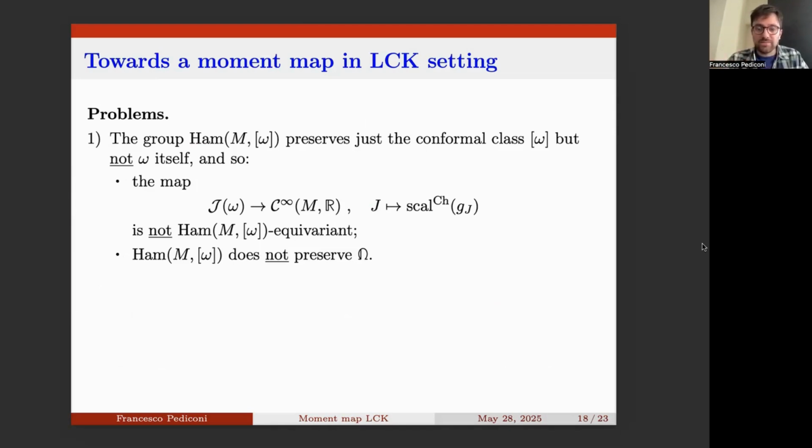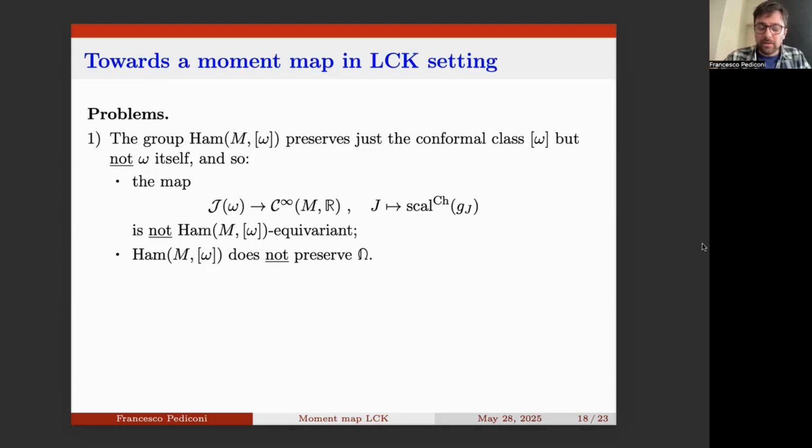As a consequence, if you try to write the map that associates to a complex structure the Chern scalar curvature of the corresponding lcK metric, then this map is not going to be equivariant with respect to the action of the twisted Hamiltonian group. Another consequence is that the lifted action of the Hamiltonian group on the infinite dimensional manifold of complex structures does not preserve the tautological two-form capital omega.